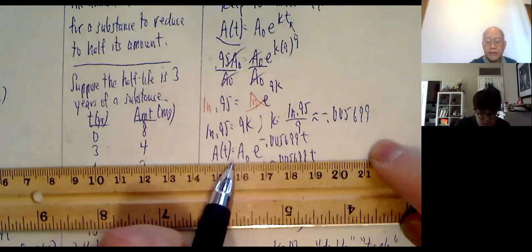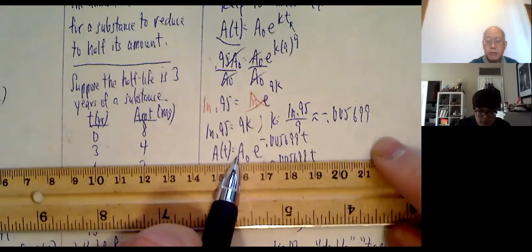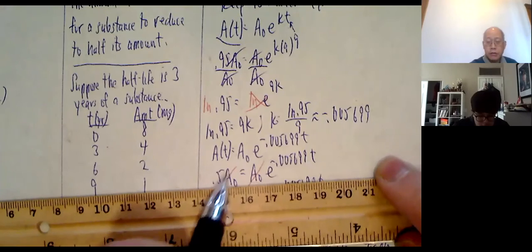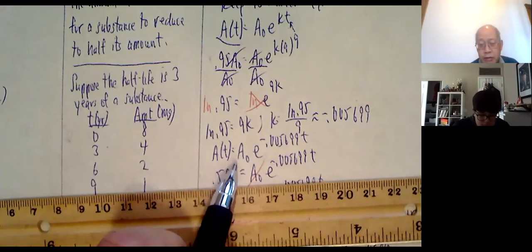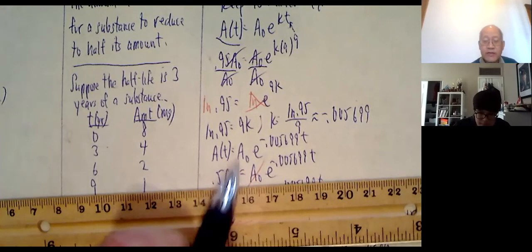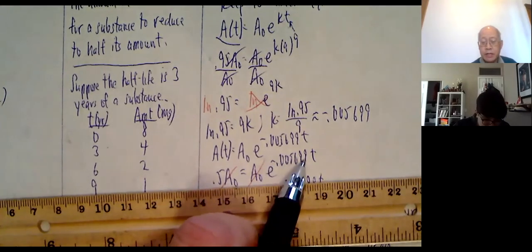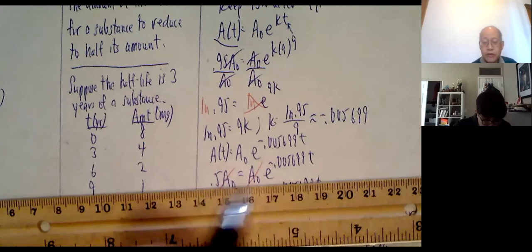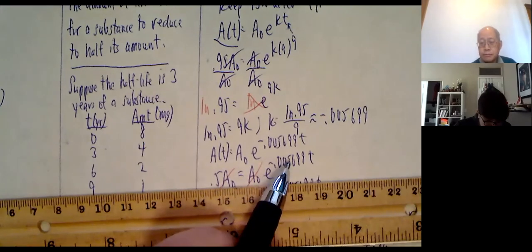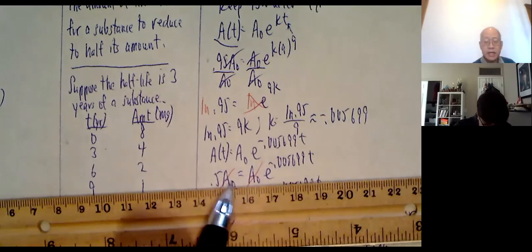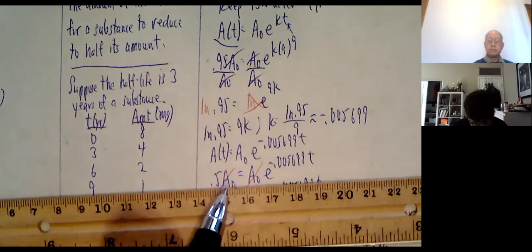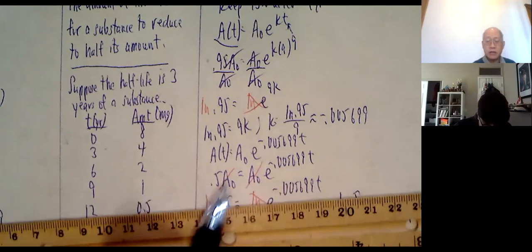So how do I figure out the half-life? Take half of the original amount. There it is. So what was the original amount? It doesn't matter what the original amount is. Half of it is 0.5 A0 equals A0 e to the negative 0.005699 t. Solve for t. So once again, you don't really need the A0. Divide by A0, it's gone.